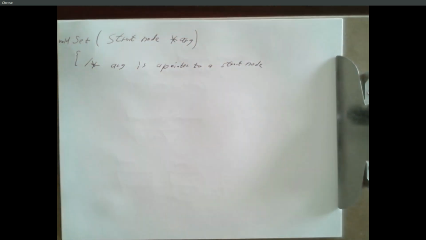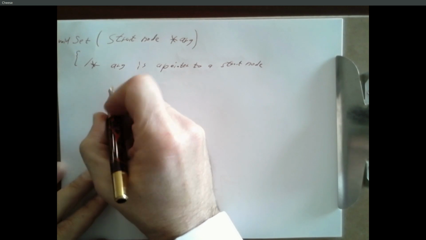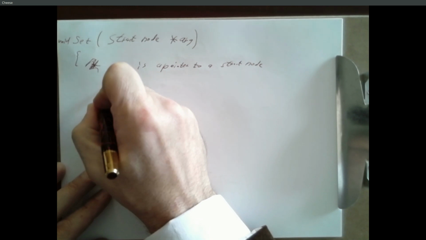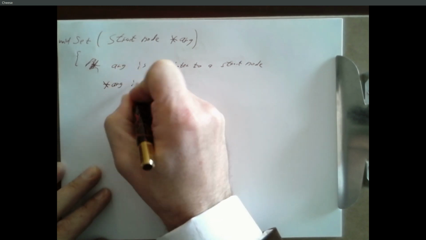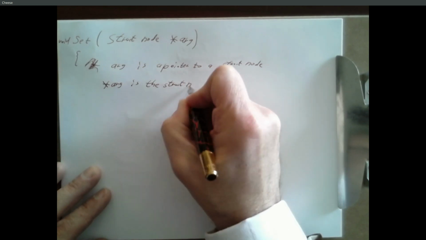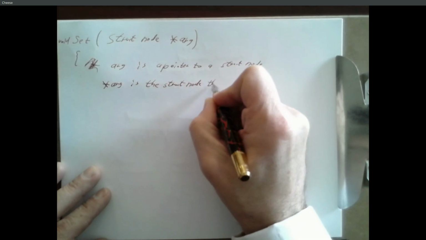So when you have a pointer, how do you actually get the thing that it's pointing to? The dereference operator. The dereference operator, which is like a star. Yeah, it's a star. So I shouldn't have put that, it'll look confusing. Okay, so arg is a pointer to a struct node. Star arg is the struct node that arg points to.